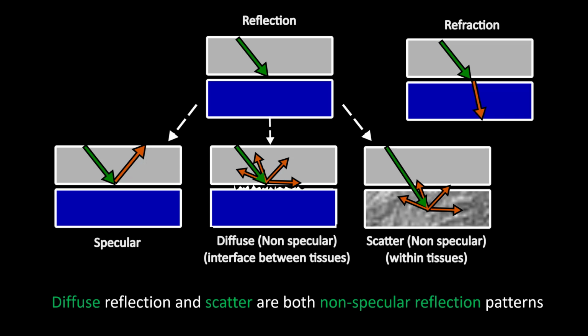Non-specular reflection arises from objects and interfaces within a tissue that are about the size of the ultrasound wavelength or smaller.